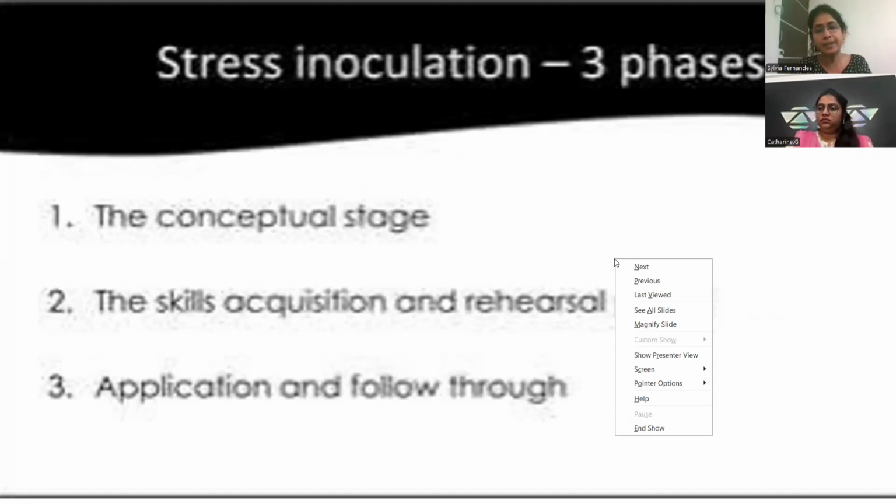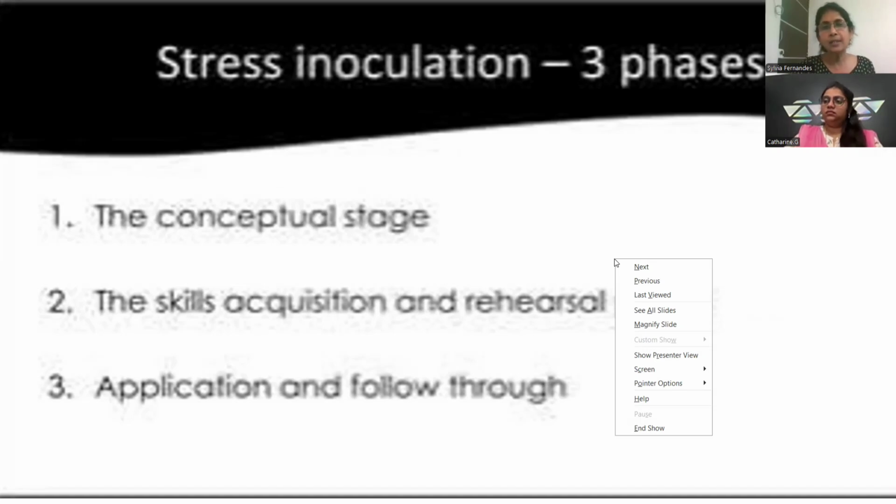Finally comes the application phase. The client uses their new coping skills in different situations that become increasingly stressful. Techniques like imagery, modeling, role playing are used. Then the client is asked to train others. So this technique becomes very firm in their minds.